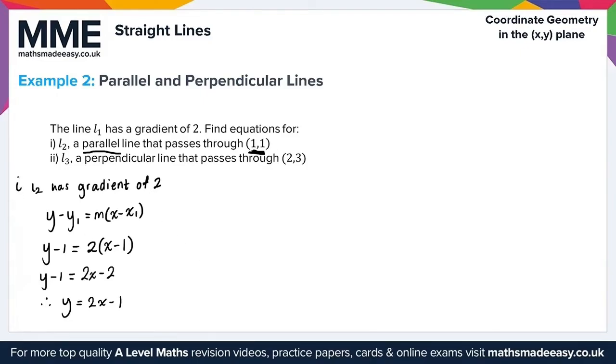So if we note that here, this is the first part. Let's take a look now at the second part. This is for the line L3, and this is a perpendicular line which passes through (2, 3). So if L3 is perpendicular to L1, then the gradient for L3, which we call m, is going to be given by minus 1 divided by the gradient of L1.